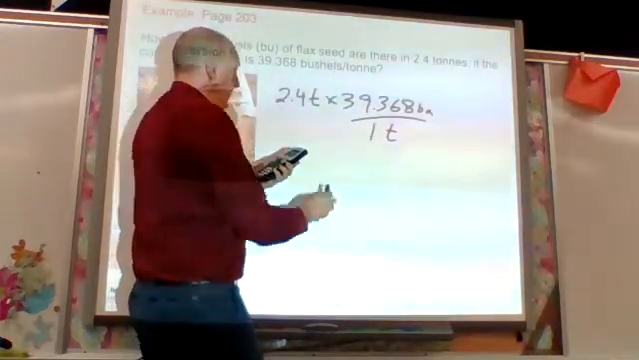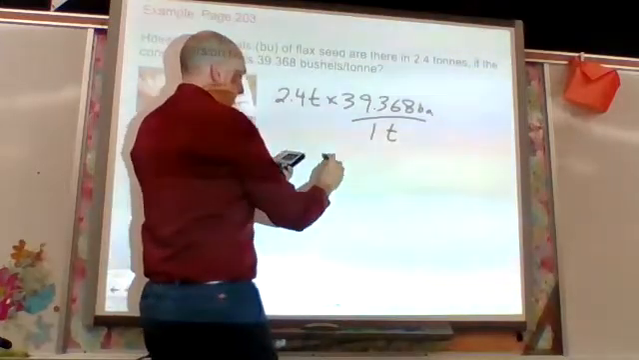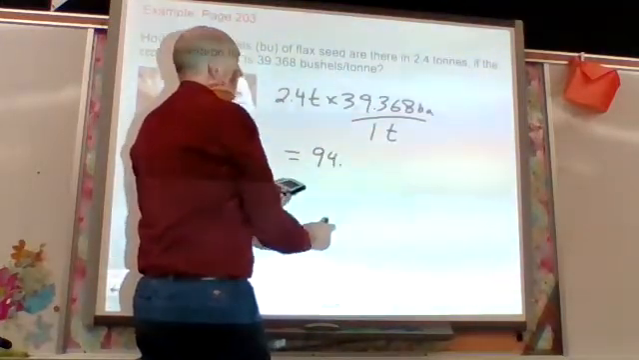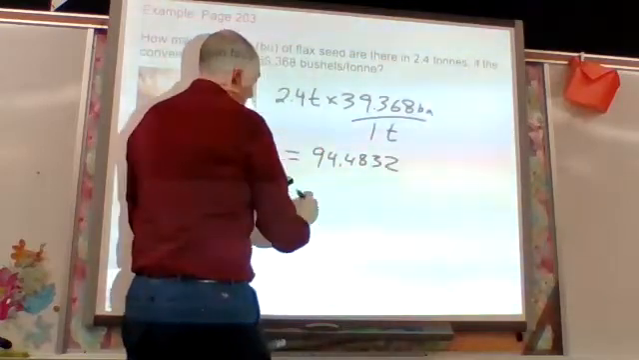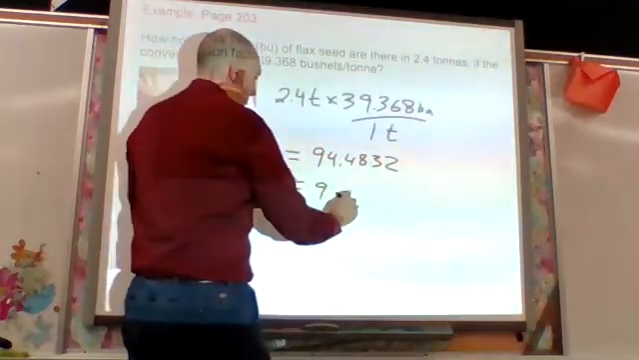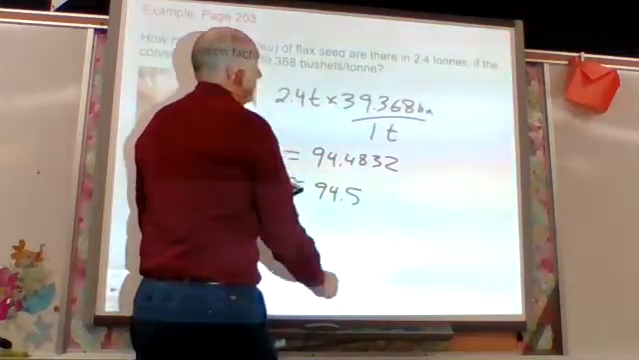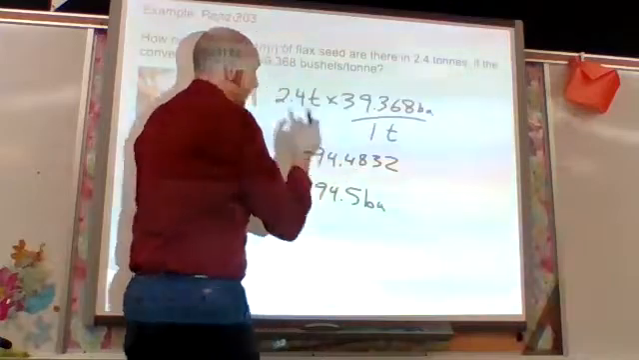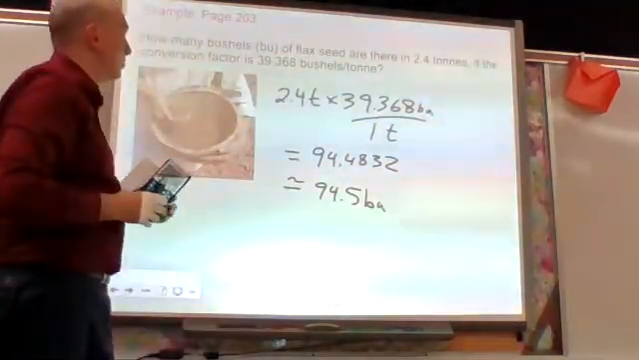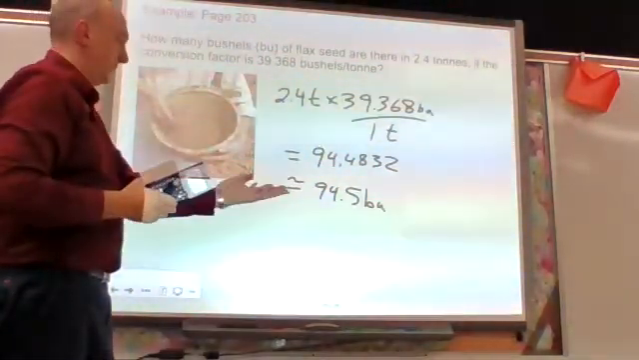39.368, and I'm going to get an answer of 94.4832, or 94.5 bushels. Right, how many bushels are there? There you go.